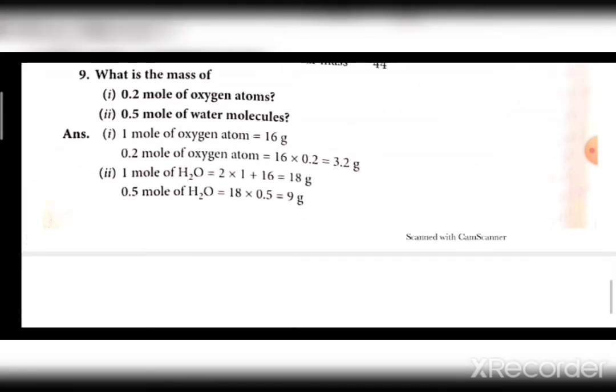What is the mass of 0.2 mole of oxygen and 0.5 mole of water molecules? So we just have to calculate the mass, that is given mass. So it will be 16 multiply 0.2. 16 is the molar mass of oxygen, and in water it is 18. So 18 multiply 0.5. So you can get the mass.